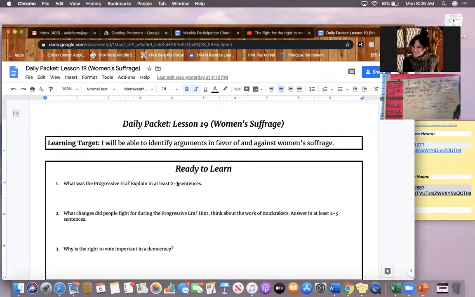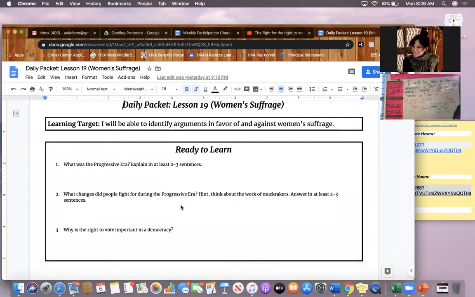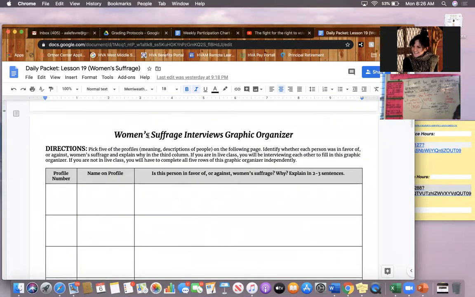So to figure out arguments in favor of and against women's suffrage, you're going to scroll to your second page where it says Women's Suffrage Interviews Graphic Organizer. Directions. Pick 5 of the profiles, meaning descriptions of people, on the following page. Identify whether each person was in favor of or against women's suffrage and explain why in the third column. If you are in live class, you will be interviewing each other to fill in this graphic organizer. If you are not in live class, you will have to complete all 5 rows of this graphic organizer independently.